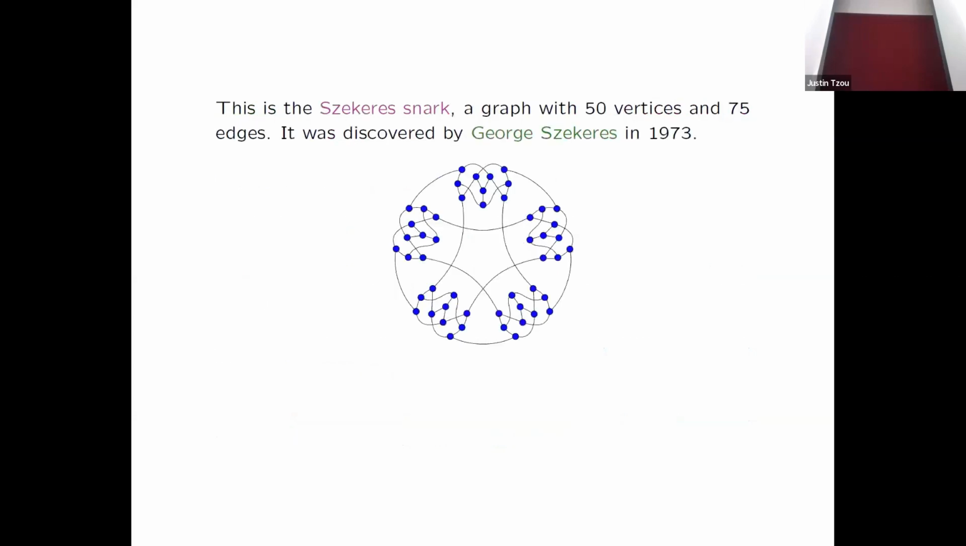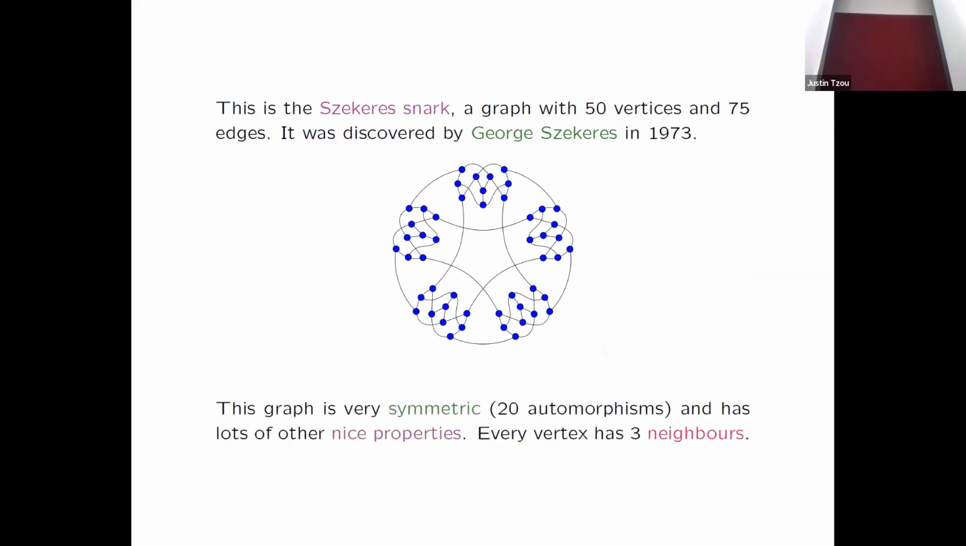We often don't draw the vertex labels on the picture, however. So here's a really pretty graph called the Szekeres snark, which was discovered by George Szekeres in 1973. He was a friend and co-author of Erdős, and he was also the first professor of pure maths at UNSW. So this has 50 vertices and 75 edges, and it has some nice properties, which I'm not going to go into. You can see it's very symmetric. It has 20 different automorphisms, so 20 distinct symmetries, which is quite a lot.